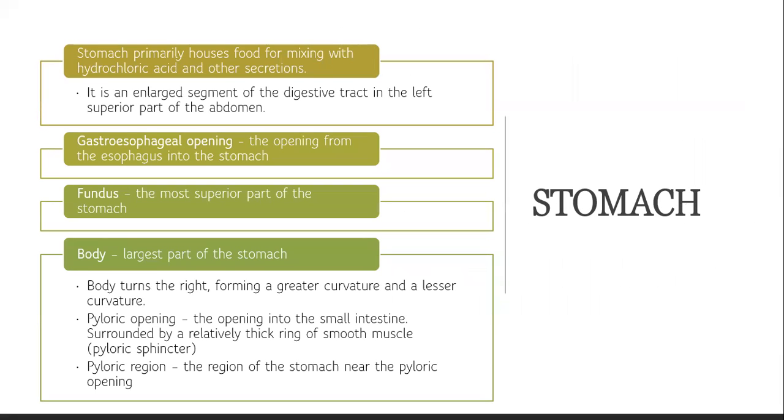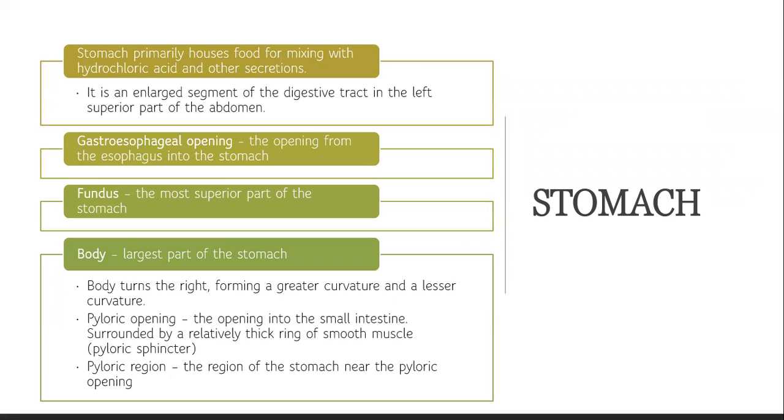Then the next organ is the stomach. It primarily houses the food for mixing with HCl or hydrochloric acid and other secretions. It is an enlarged segment of the digestive tract in the left superior part of our abdomen. In the stomach, we have a gastroesophageal opening, which is the opening from the esophagus into the stomach. Our most superior part of the stomach is called the fundus, and the largest part of the stomach is called the body.